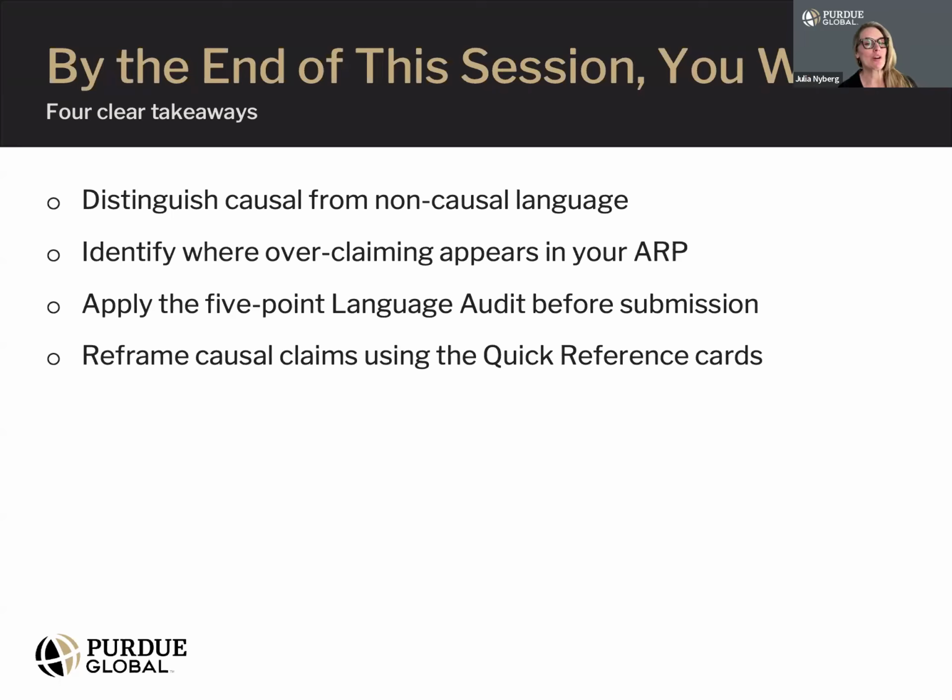Third, you're going to apply the 5-point language audit. This is a checklist that you can run on your own draft before you submit anything to your instructor in any of the courses, whether it be 810, 820, 830, or 840. Fourth, you will be able to reframe causal claims by using the quick reference cards that I'm going to give you today. Keep those cards, screenshot them, save them, use them every single time you sit down and write.